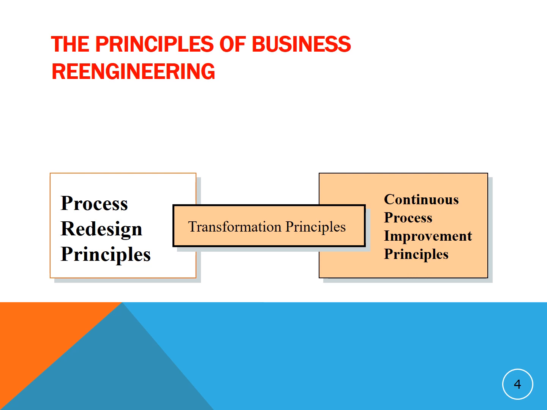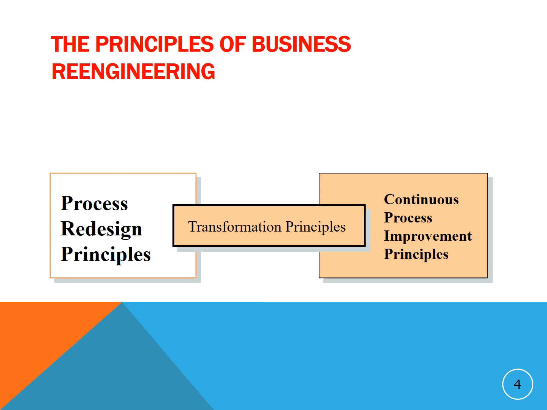So for re-engineering change to be successful, 3 questions must be answered. How do we develop effective re-engineering designs? This refers to the process redesign principles, the 7 process redesign principles. Second question, how can we ensure a successful implementation? This is referring to the 7 transformation principles. So there are a few things that we need to look at.